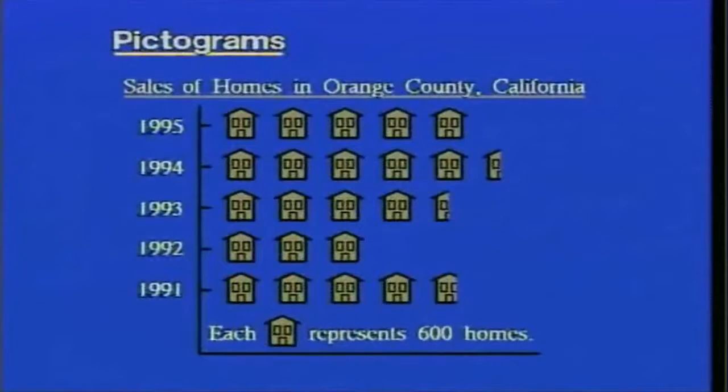Okay, another kind of graph that's particularly interesting is pictograms. And notice that here we have a pictogram of sales of homes in Orange County, California from the years 1991 to 1995. At the bottom of the chart, notice that it is indicating to us that each of these little pictures of a house represents 600 homes. That's kind of the nature of a pictogram.